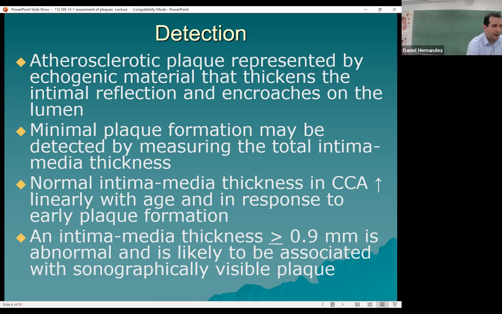We'll learn how to do an intimal medial thickness as well. So we're going to take measurements of the intimal thickening. Just remember, normal intimal medial thickness in the CCA increases linearly with age and in response to early plaque formation. So the older you are, typically the thicker your intimal layer is going to be.